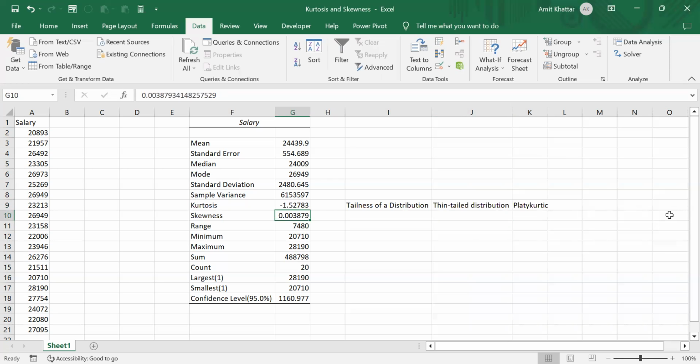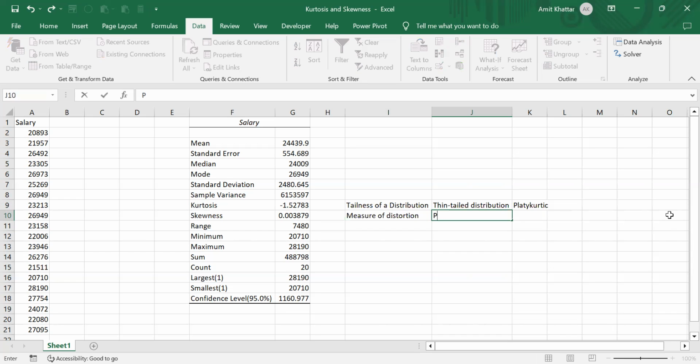Okay. So further, if we have to look at skewness, skewness is coming out to be 0.003. It's a measure of distortion. When we say measure of distortion, we are checking what is the asymmetry in case of a distribution. So it could be a positive value, it could be a negative value. Positive skewness refers to fatter tails on the right. Negative skewness refers to fatter tails on the left side. Here we have a positive value, so we have got positive skew.